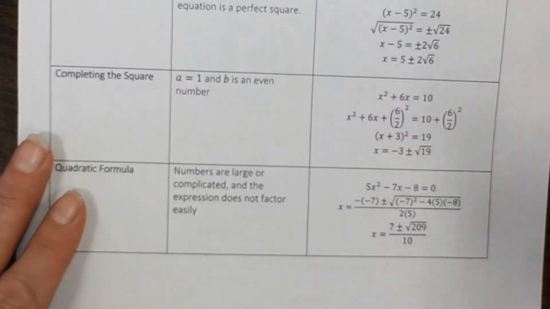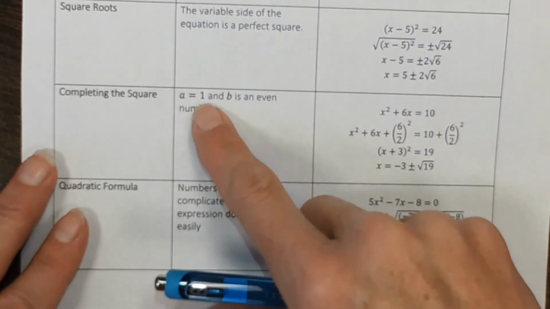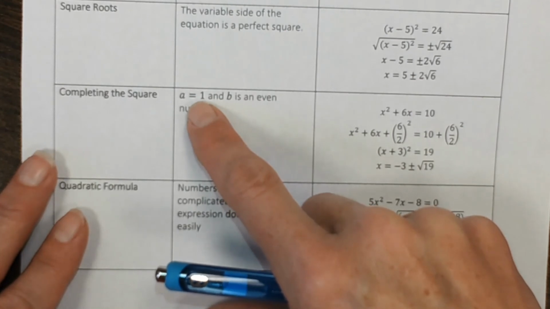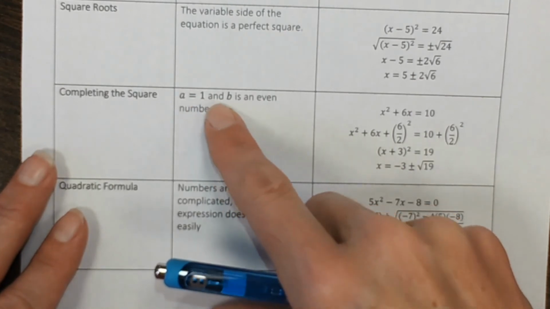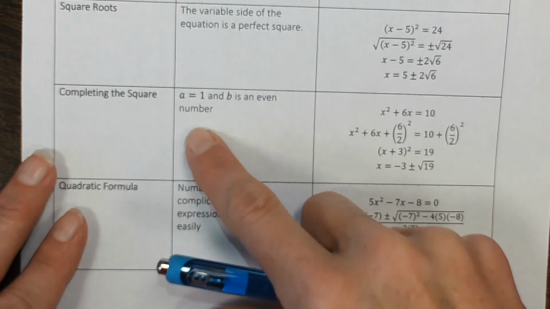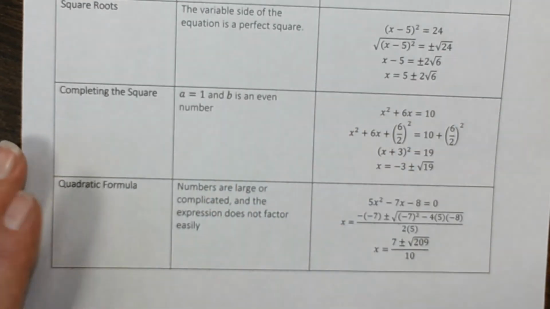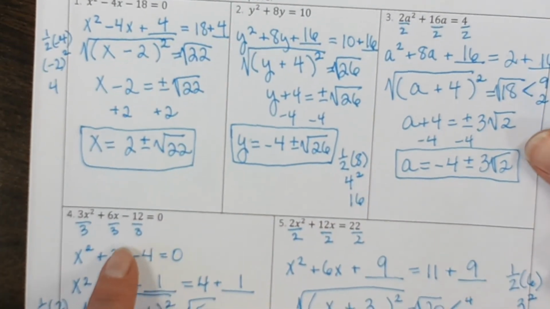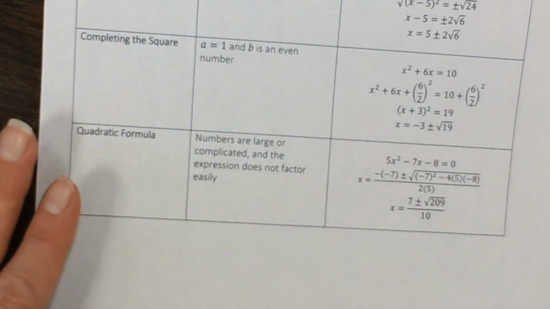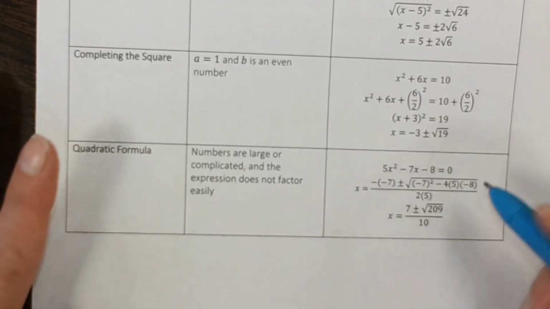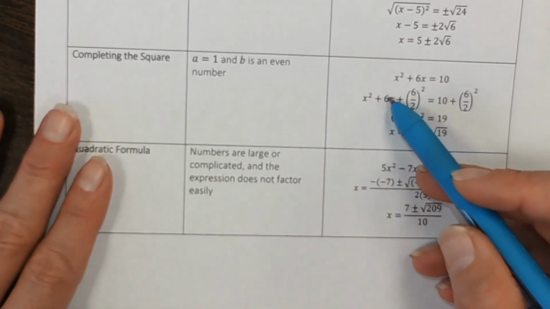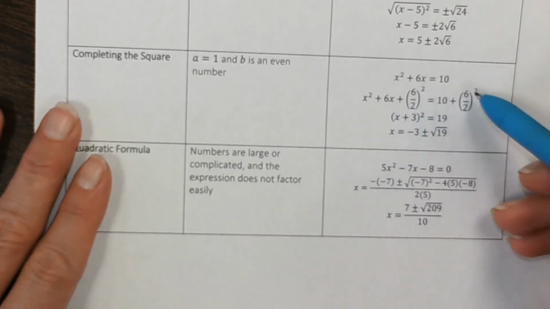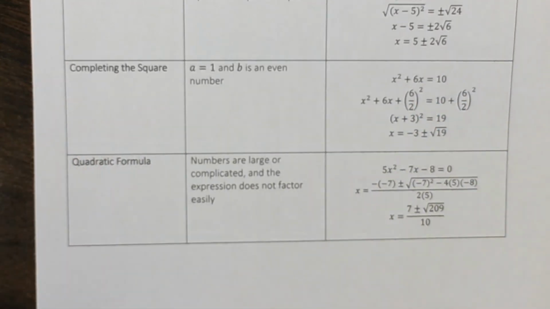All right, when do we complete the square? Completing the square is good for whenever A is 1, and also when B is an even number. I don't know if you noticed on all of our examples that every time we gave you one, B was an even number. Because if B is not an even number, let's say if this was 5, it'd be 5 over 2, and you'd be squaring 5 over 2. So it's not really helpful unless that B is an even number.